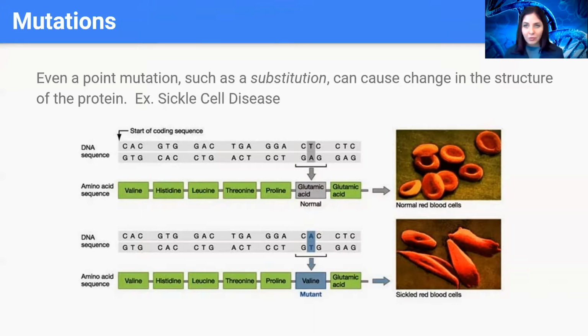Now, it will still form a red blood cell, but that red blood cell is not going to work as well as a normal red blood cell. And because of this mutation, it causes a change in the shape of that red blood cell. So instead of being this nice disc shape, now we get a sickle shape. And that is why they call it sickle cell anemia.